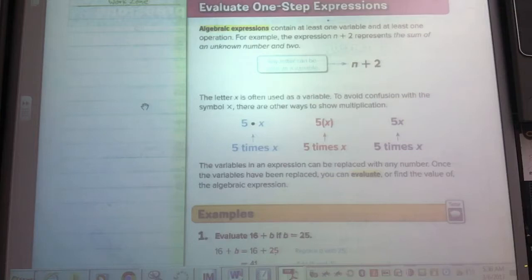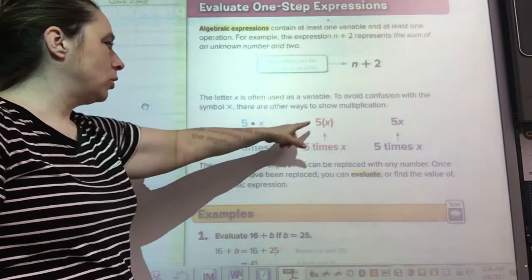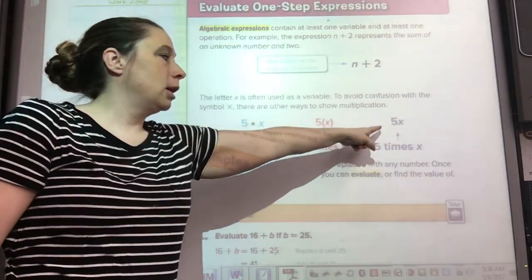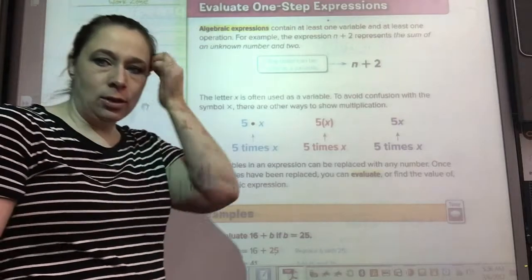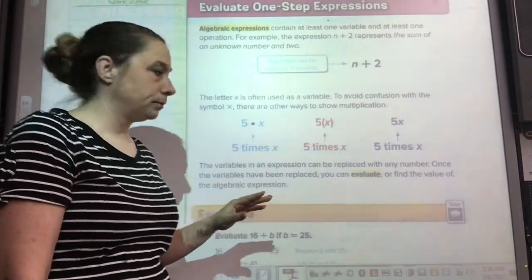To avoid confusion with the symbol x, there's other ways to show multiplication. Once you start getting into algebra, you're going to start showing multiplication with this dot, with parentheses, or with a number next to a letter. If you see a number right next to a letter, that's automatically multiplication.